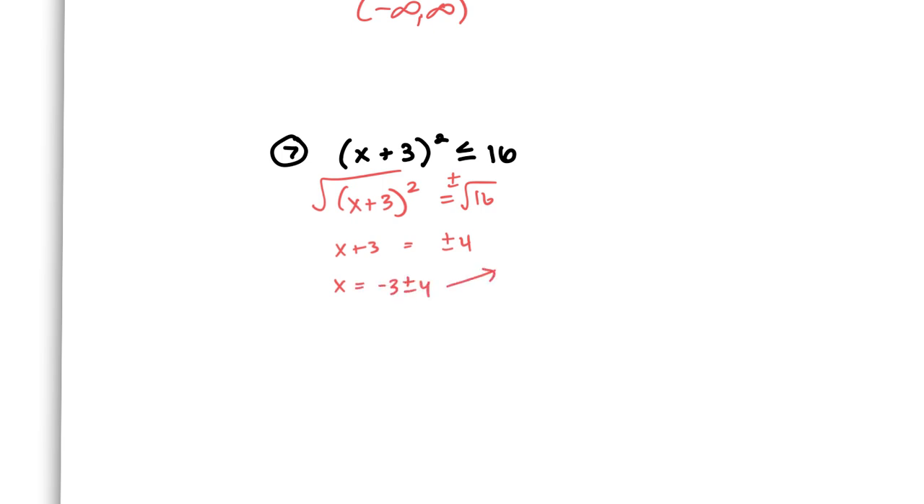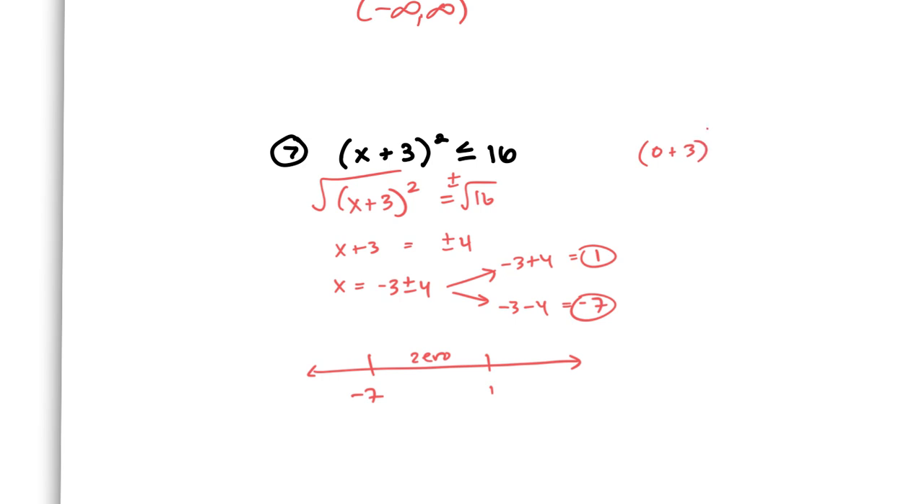And so I know that that's going to be negative 3 plus 4, which is 1, and it's going to be negative 3 minus 4, which is negative 7. Those would be my key points. And so again, I'd come over here, I'd have negative 7, positive 1, I would find 0, what sector is 0 in? 0 is there. And so I can then come back and check it. So I can plug 0 in for x and determine if it's a true statement or not.